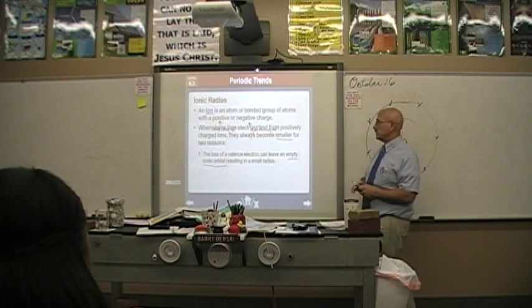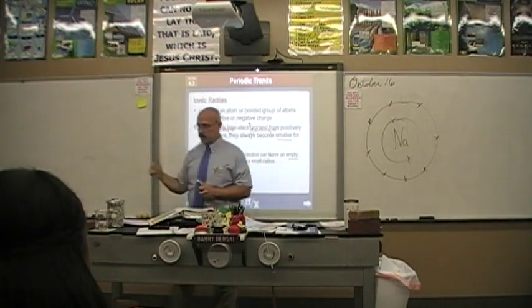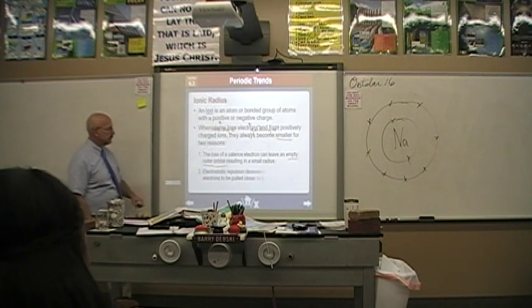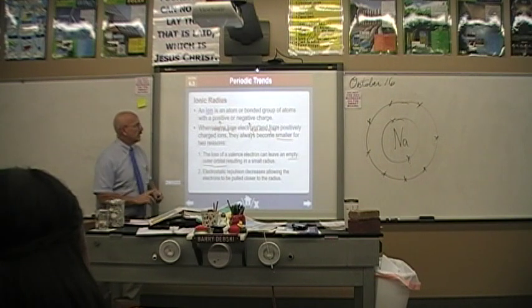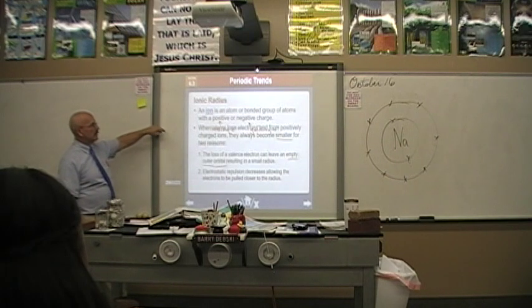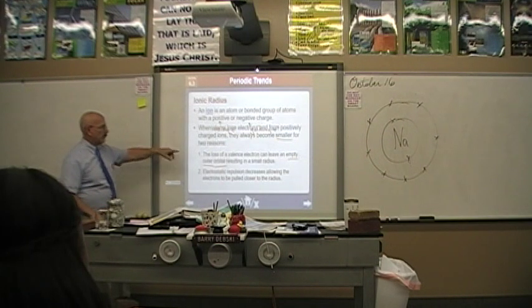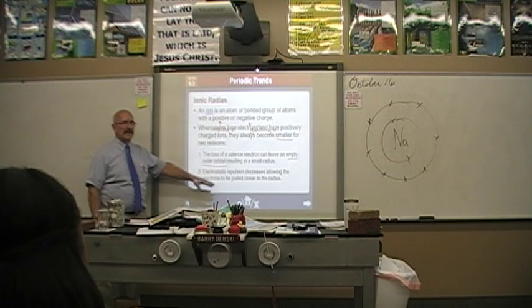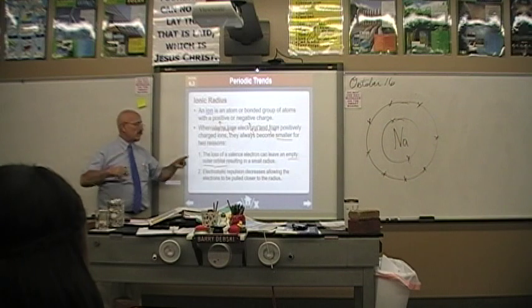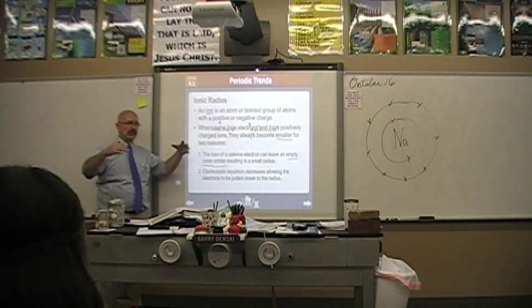This only applies to positive ions. And secondly, negative electrons, and we'll talk about this one in a second when we talk about the negative ions, okay? So positive ions always become smaller, mainly because they lose that outer shell.